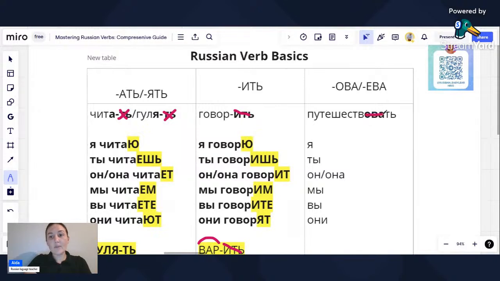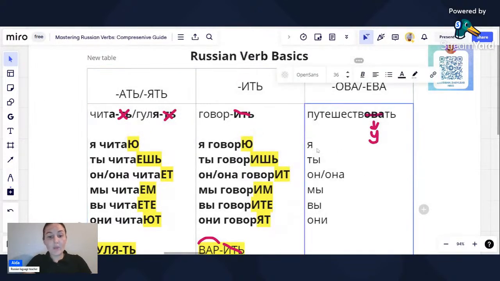We cut this suffix, путешествовать. And in the present tense, we need to change this suffix with the suffix u. Путешеству. And then put personal endings for я, ты, он, она, мы, вы, они. Okay, let's try to change this verb in the present tense. I'm traveling. I am traveling, or I travel.